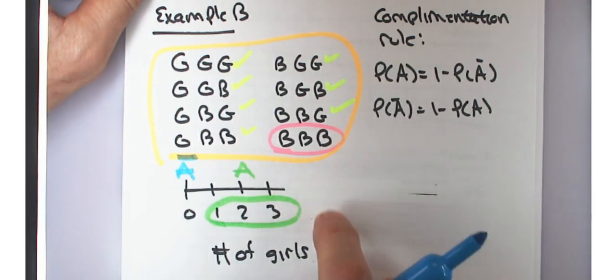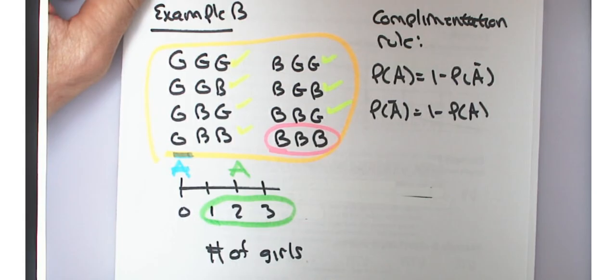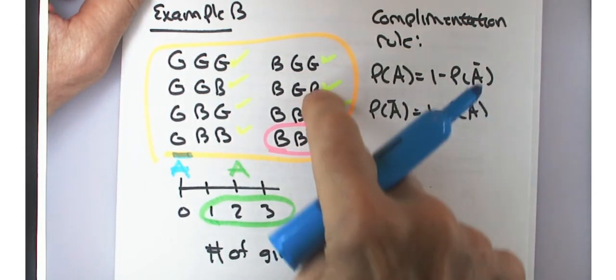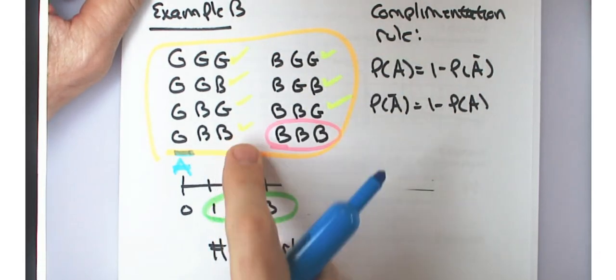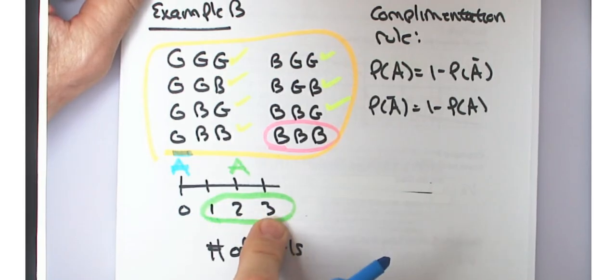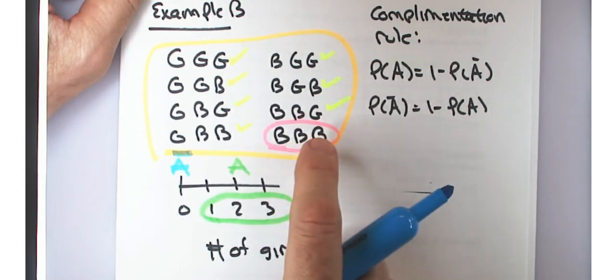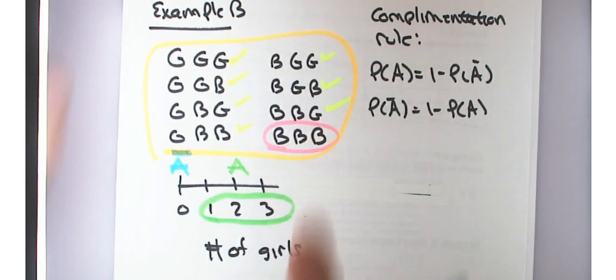How many ways can all boys happen? Just one way, right? So instead of having to calculate 7 probabilities, 3 here, 3 here, 1 here, we can just calculate 1 probability. And that's kind of nice. That's actually really handy. So let's do that.